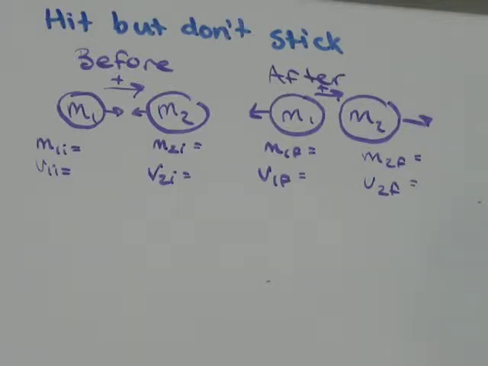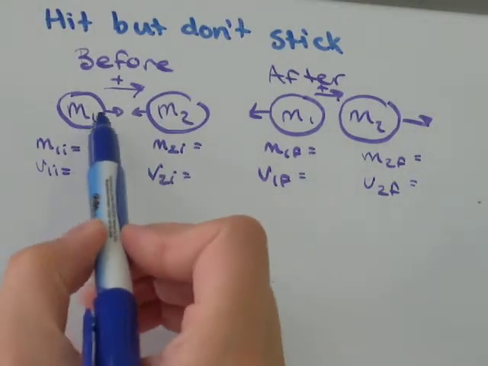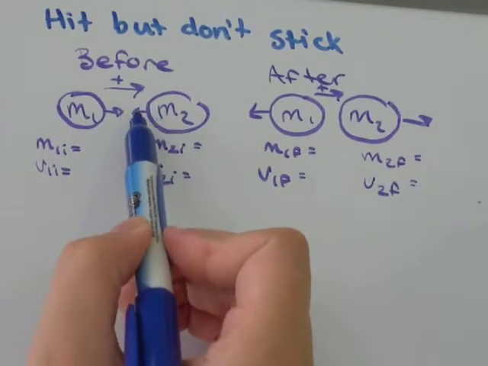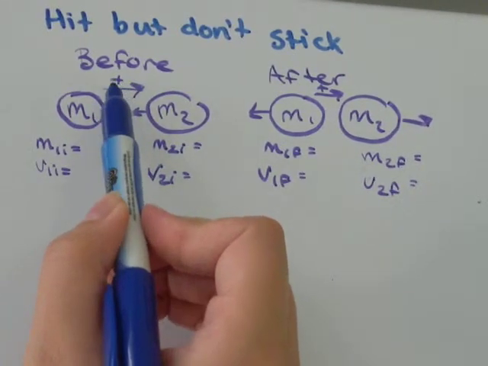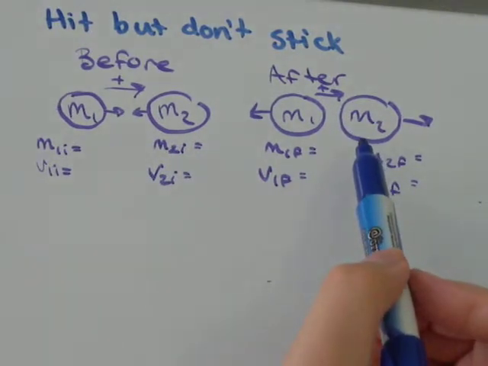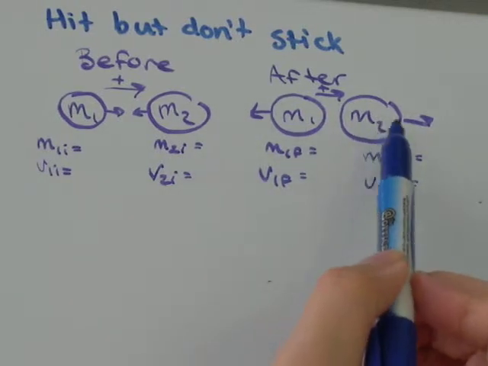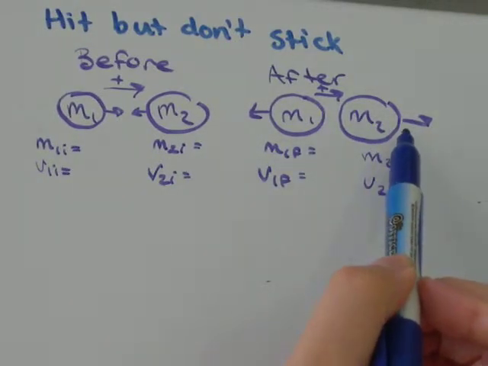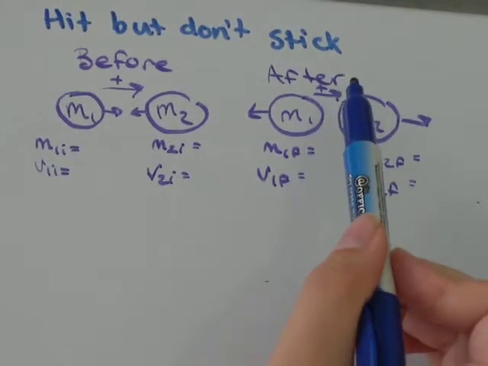So what I would do first is draw a picture. In our before picture, we've got one mass going to the right and another mass going to the left. And I've said that the right direction is what I'm going to call the positive direction. After the collision, M1 is going the opposite way that it was before, and M2 is going the opposite way it was before. And I'm still referring to the positive direction as the one to the right.